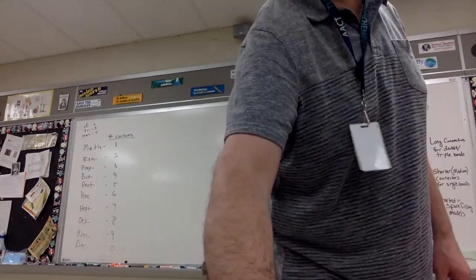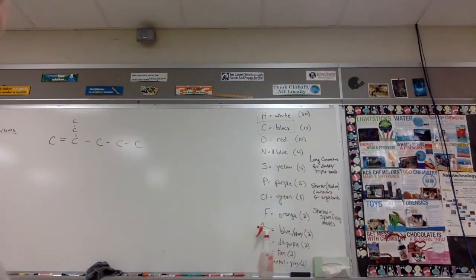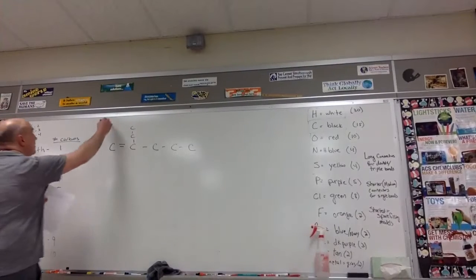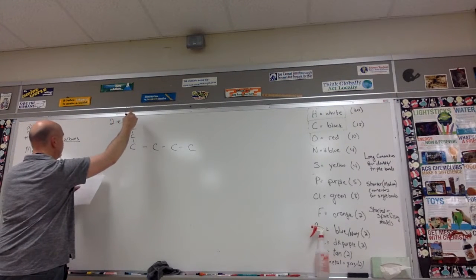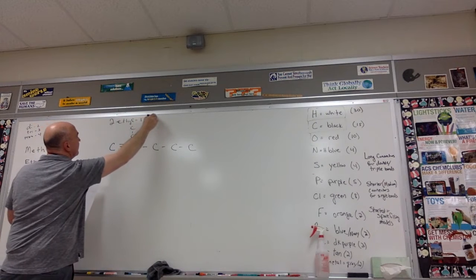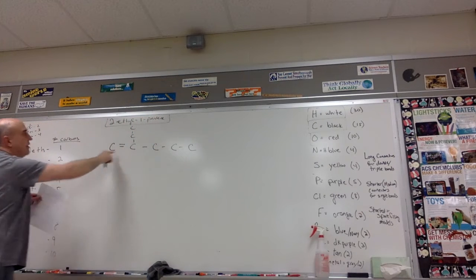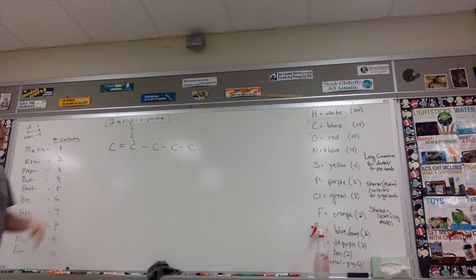Pause this. Okay. 2-ethyl-1-pentene. So we made the pentene, the double bond off the first carbon, ethyl group off the second carbon.